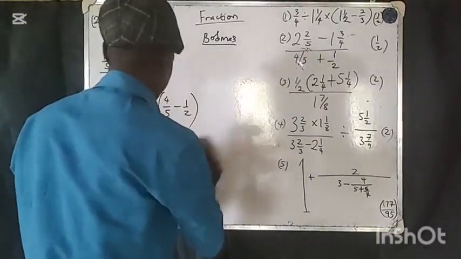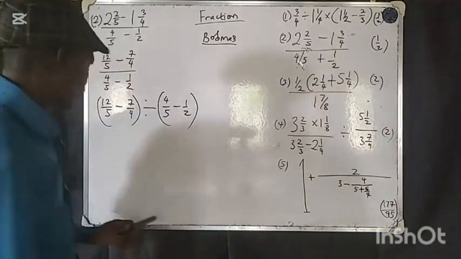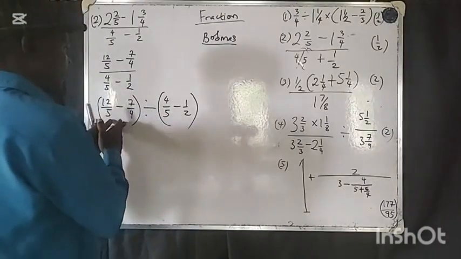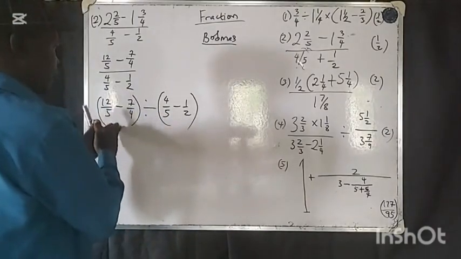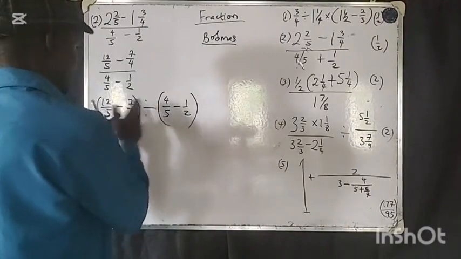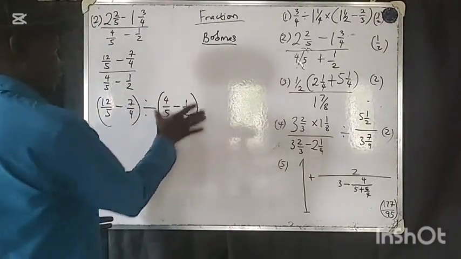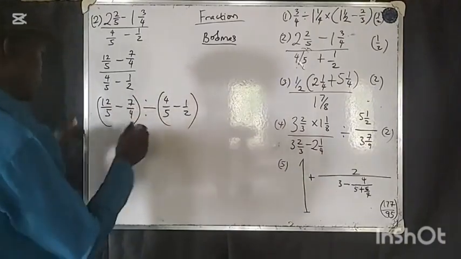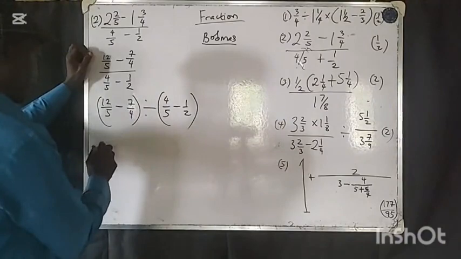So that said, let's proceed with the solving. In BODMAS, as I said, the fraction in bracket must be solved first. So we'll solve this one and solve this one. So whatever we have here, we'll use to divide with whatever we have here. So let's find the LCM of the one here.